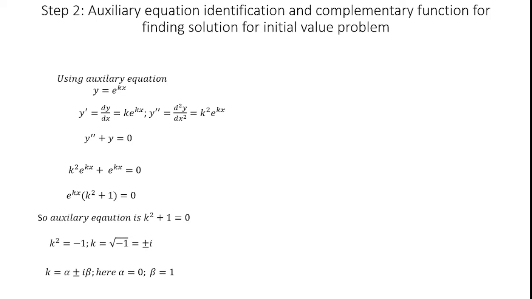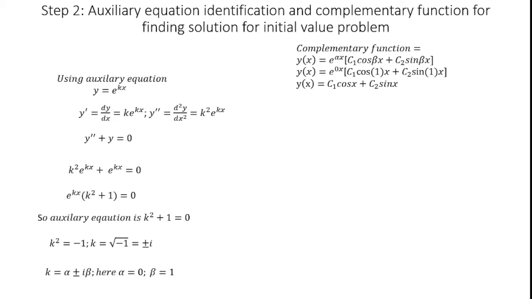So now I calculate the auxiliary equation with respect to the given problem and the given data, which is y double dash plus y is equal to 0 with two boundary conditions, which are y of 0 is equal to 0 and y of 30 degree is equal to 4. And then I can move to the complementary function formulation.